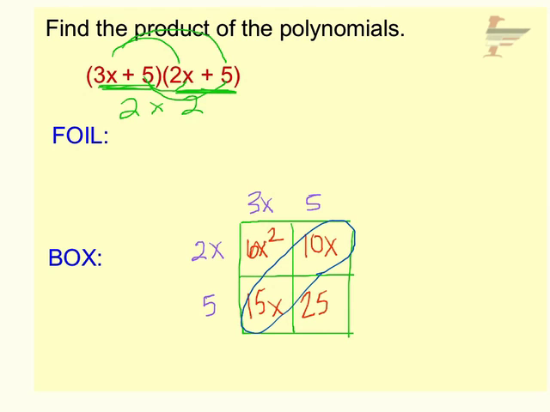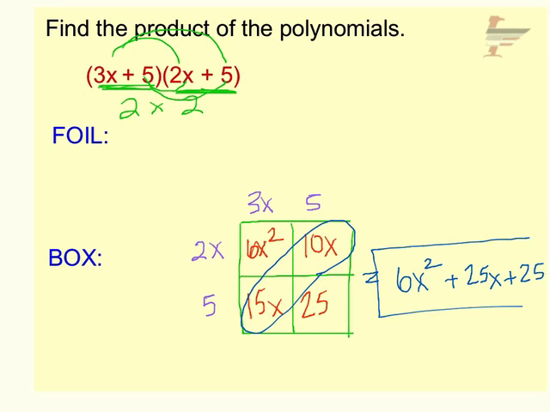You notice we have these like terms right here, so we're able to just go ahead and write our final answer. You have that 6x squared. You have your 10x plus your 15x, because they're both positive, that becomes a 25x. We're just combining those like terms, and then plus 25. And that will be our final answer.